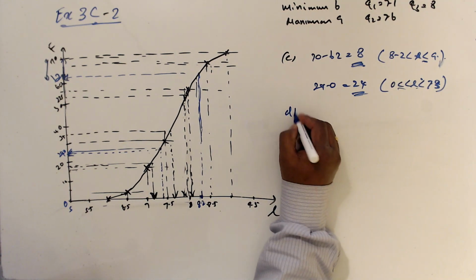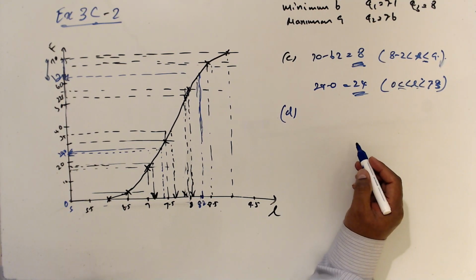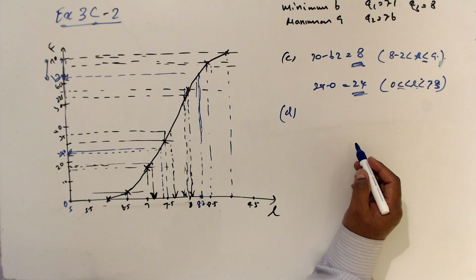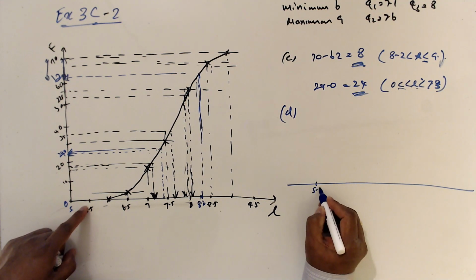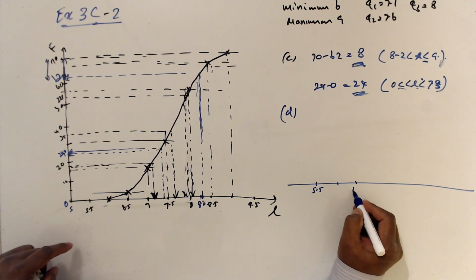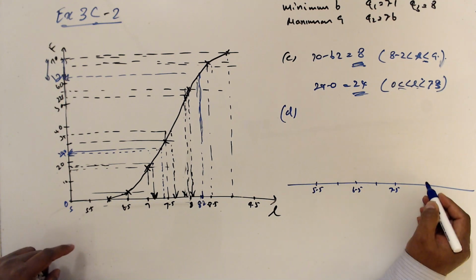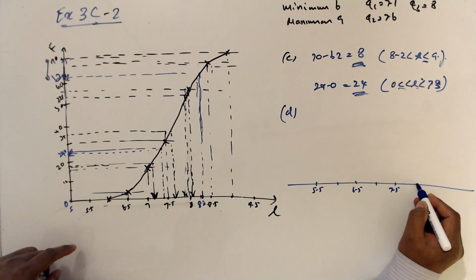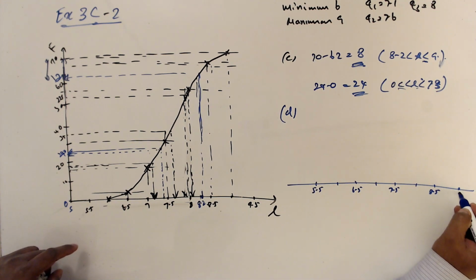Now we want to draw the box plot. I already jotted down the values we need, so I'm going to put the layouts on. So we can follow the same 5.5, then 6.5, 7.5, 8.5, and 9.